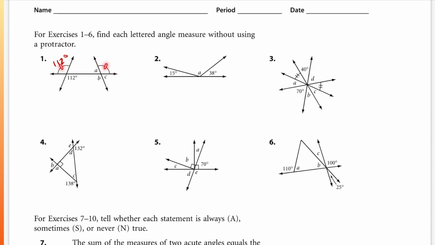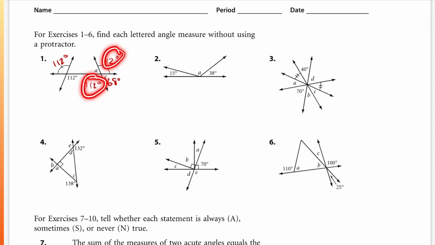These two form a linear pair, so they have to add up to 180. So what's 180 take away 112? That's 68 degrees. And then this is vertical angles, so they're congruent. And these are vertical angles, which makes them congruent now.